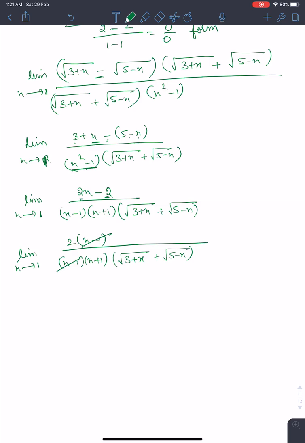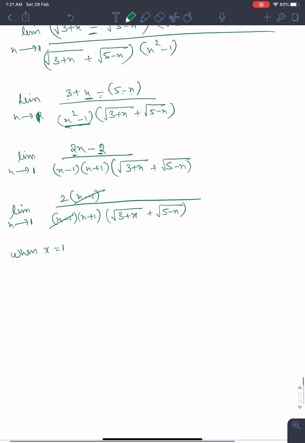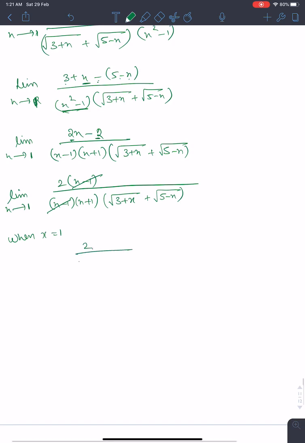Again use direct substitution method. That means when x is equal to 1, what you are getting, 2 upon 2 into (root 3 plus 1, which is 4, so 2, plus root 5 minus 1, which is root 4). That means again you are getting 2. This 2 and 2 got cancelled. You are getting 1 upon 4. This is your final answer.